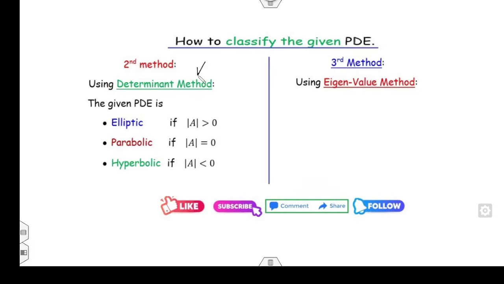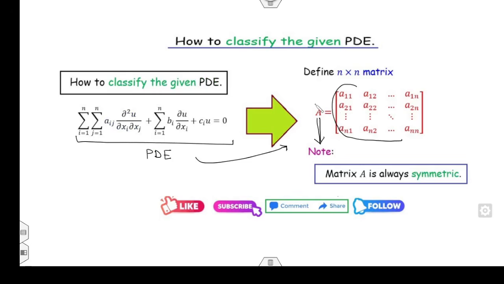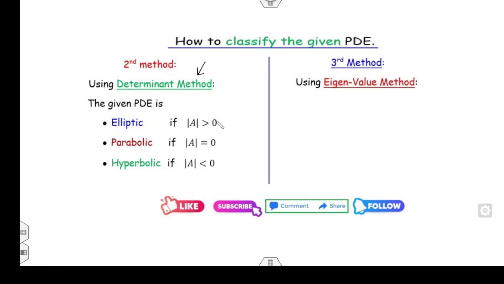Then we can apply the determinant method. We can calculate the determinant of the matrix A, which is always n cross n. Whenever the determinant is greater than 0, we call it elliptic, and so on for the hyperbolic and the parabolic.